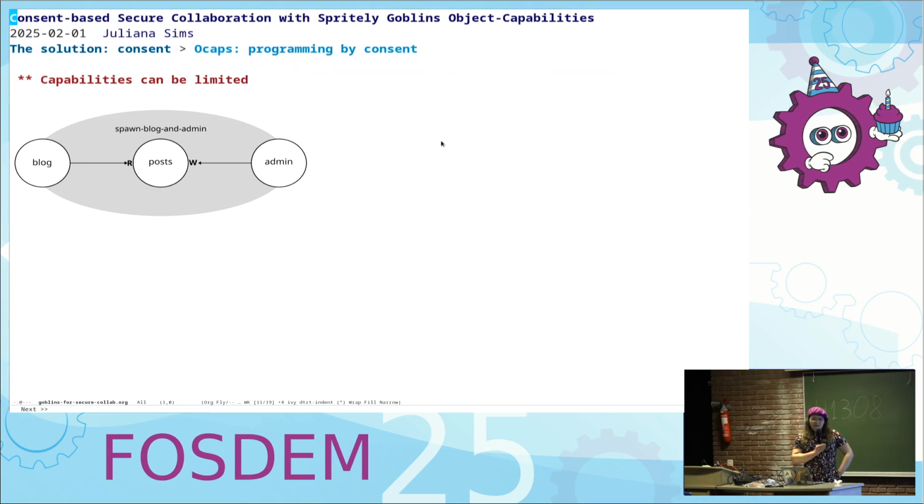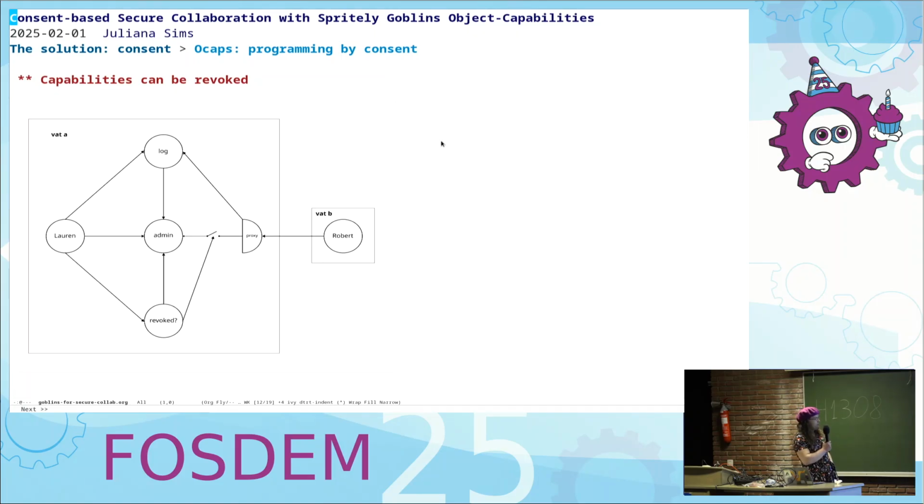Capabilities can be limited, right? So in the context of consent, you can consent to a specific thing and not all of your posts being publicly available, as another example. And so here, this demonstrates some code. It's a procedure that spawns two objects, a blog and an admin, that have different capabilities on a collection of posts. The blog can read them, but not write them. The admin can write them, but not read them.